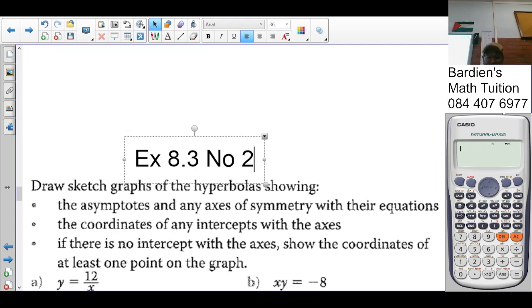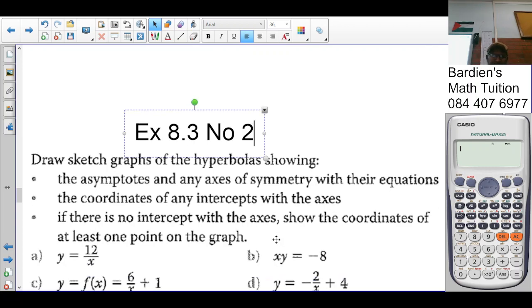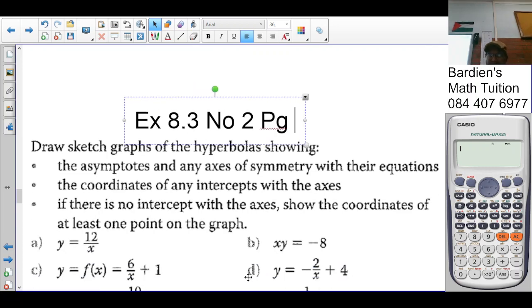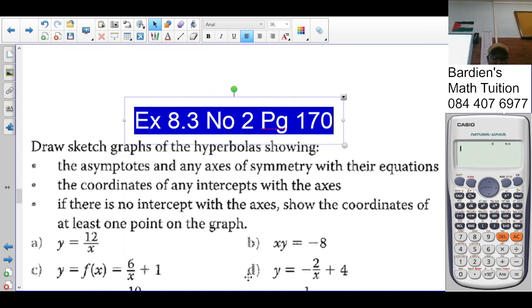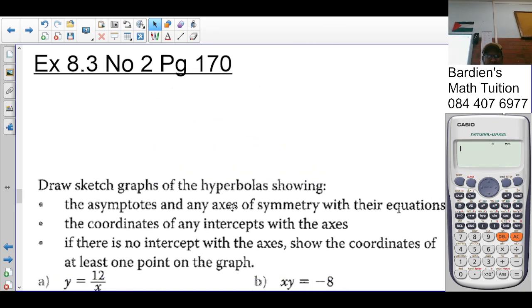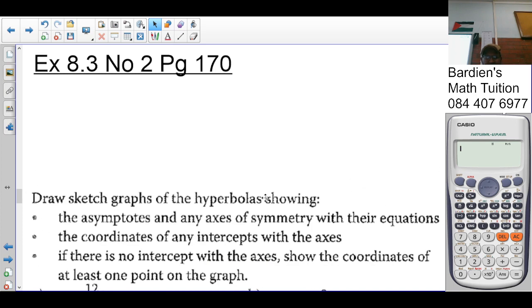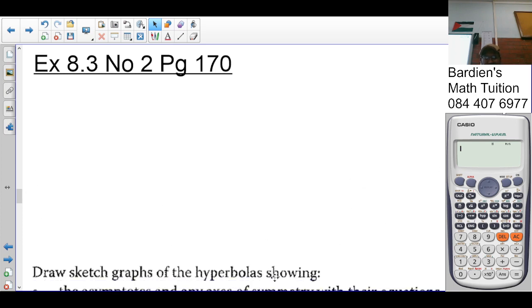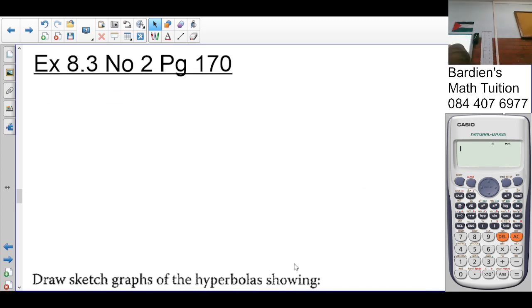Alright, so today we need to draw exponential graphs as well. This is number 2 and this is on page 170. So the first equation was y equal to 12 over x. Y is equal to 12 over x.